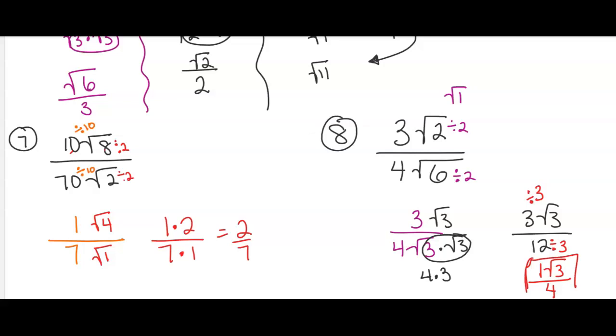So sometimes these answers look totally different than what they should be, but you just do one step at a time. You always try and reduce first, and then you move things so you don't have a radical in the bottom, and then you reduce again.